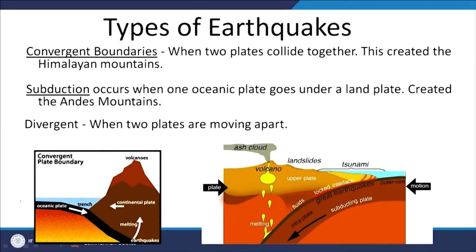Another is the subduction. That is when one oceanic plate goes under the land plate and creates this kind of earthquake. Okay, and another one is the divergent one. When two plates are moving apart, this can also cause earthquakes, and this we call a divergent region.